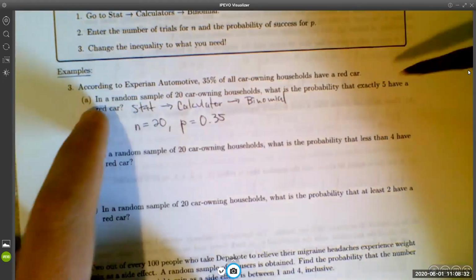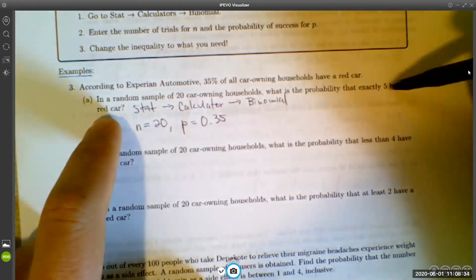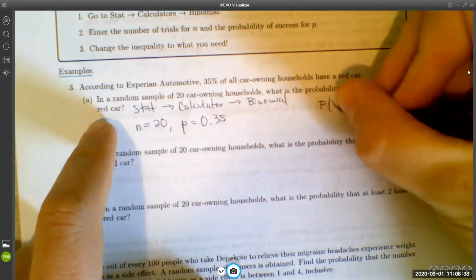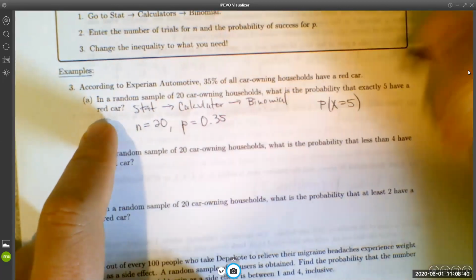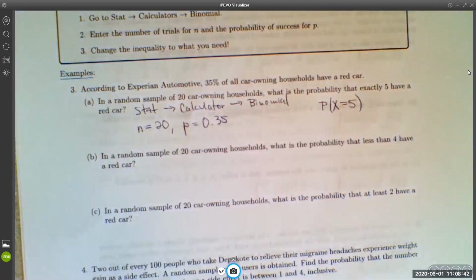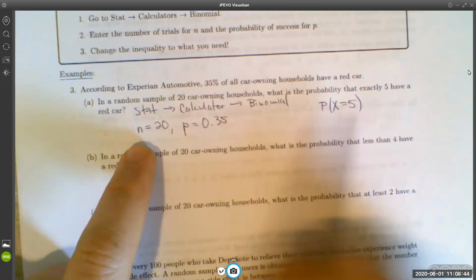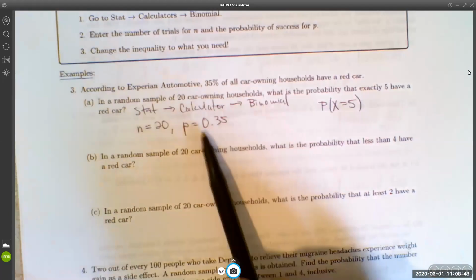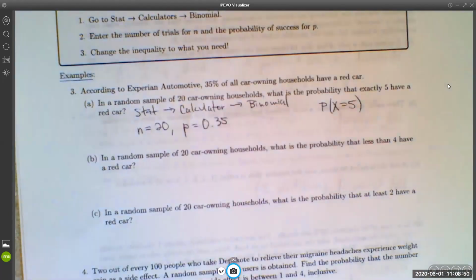Now, the probability we're looking for is that exactly 5 own a red car. So we're looking for the probability that x equals 5. So we want to know, what's the probability that out of the 20 people that we survey, exactly 5 of them will be quote unquote successful, right? Let's go to StatCrunch and see what we get.